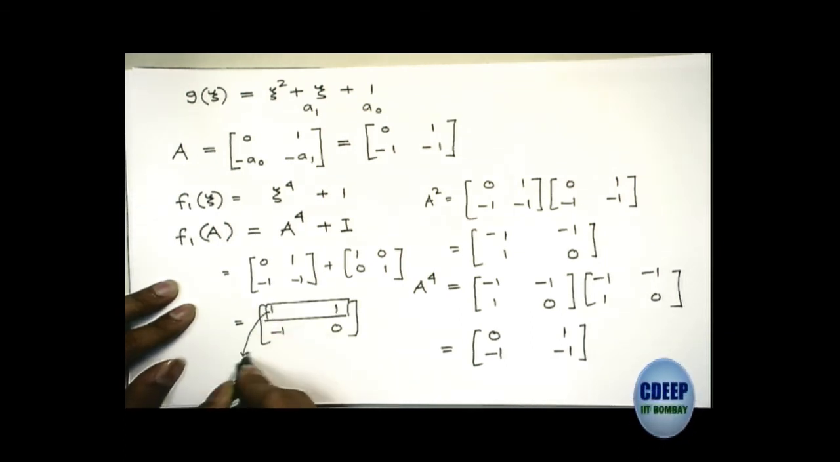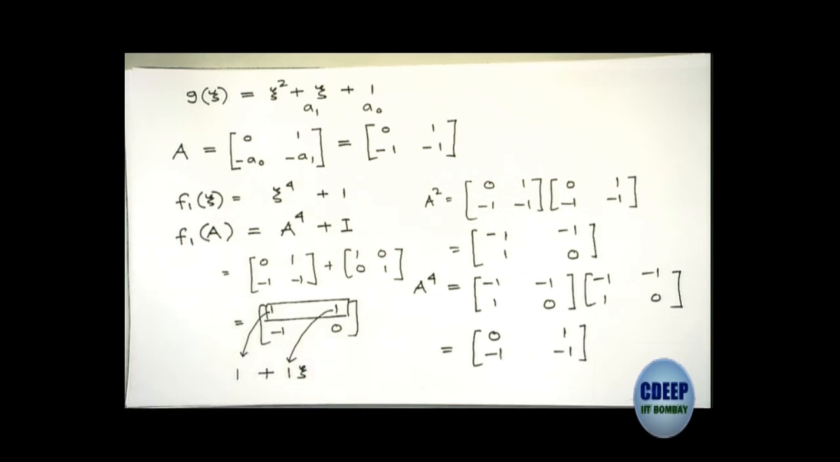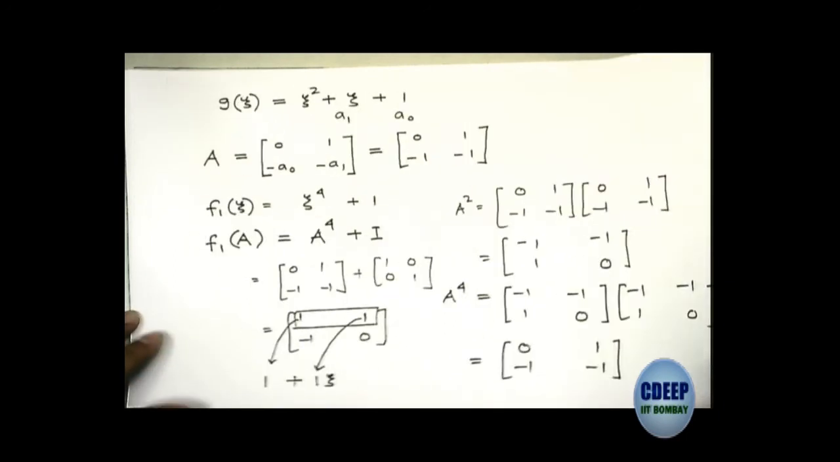Take this one, keep it as it is. Look at this one, put it here and multiply it by xi. So 1 plus xi. I say 1 plus xi must be the remainder. Check it. So, okay, let us do the check.